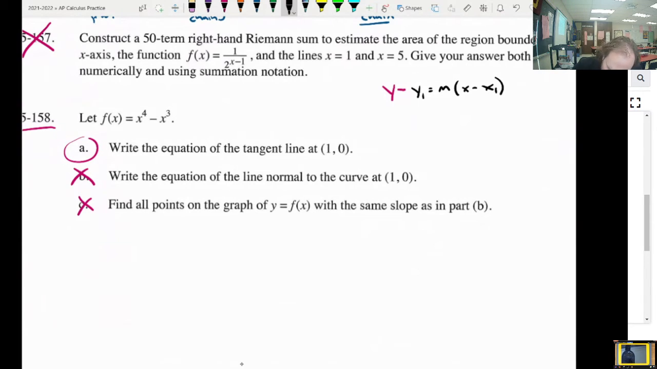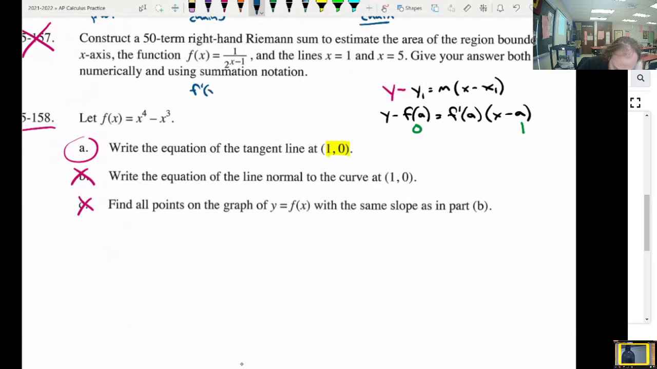Although it gets kind of a glow-up in AP, it becomes y minus f of a equals f prime of a times x minus a, like that. Now, in this case, they did actually give us both the x and the y, the 1 and the 0. So we will be plugging a 1 in for a and a 0 in for f of a, which is cool. The only thing we don't know is f prime of a. So f prime of 1 essentially is what we need to find.